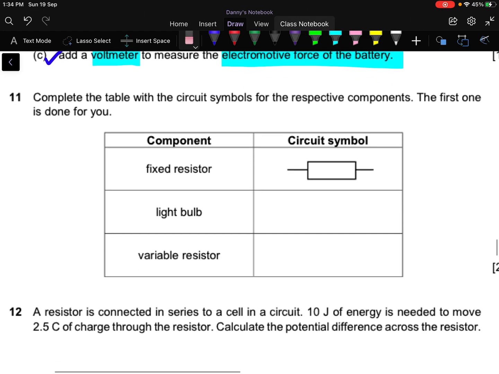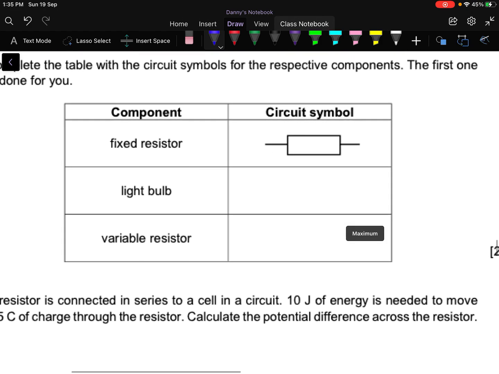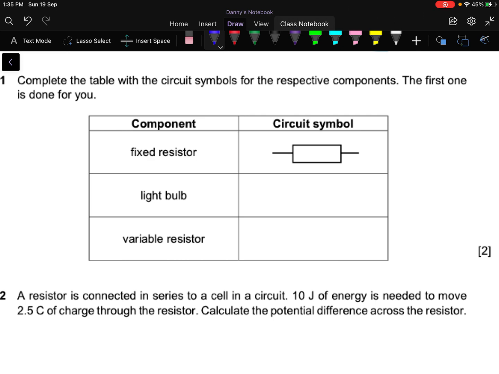Okay, for 11, basically it is a recall question. You're supposed to tell me the electrical symbol. If you are not sure, refer to your textbook. Okay, so for here, I will just give you very quickly, these are the two.